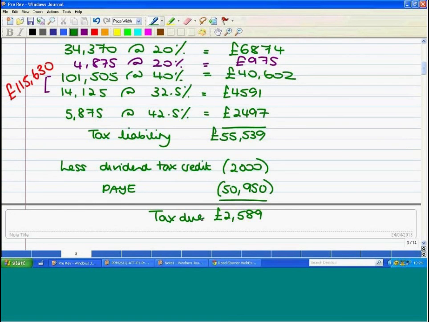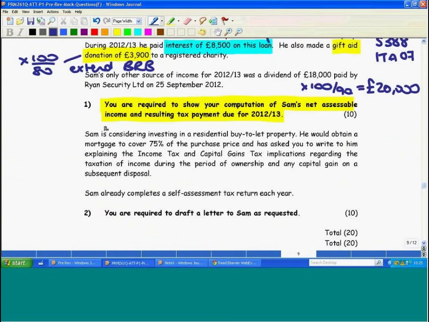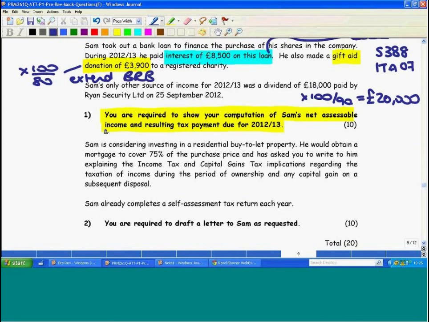So all of that was worth 10 marks, but there were lots of nice twists in there, and as we discussed as we looked through, it could have perhaps been a bit worse. Okay, now that was part one of question one. If we just have a very quick look going back to the question, the second part of this question for 10 marks was asking you to write a letter to Sam, and he had specific questions that he wanted explaining in terms of a property for income tax and capital gains tax.